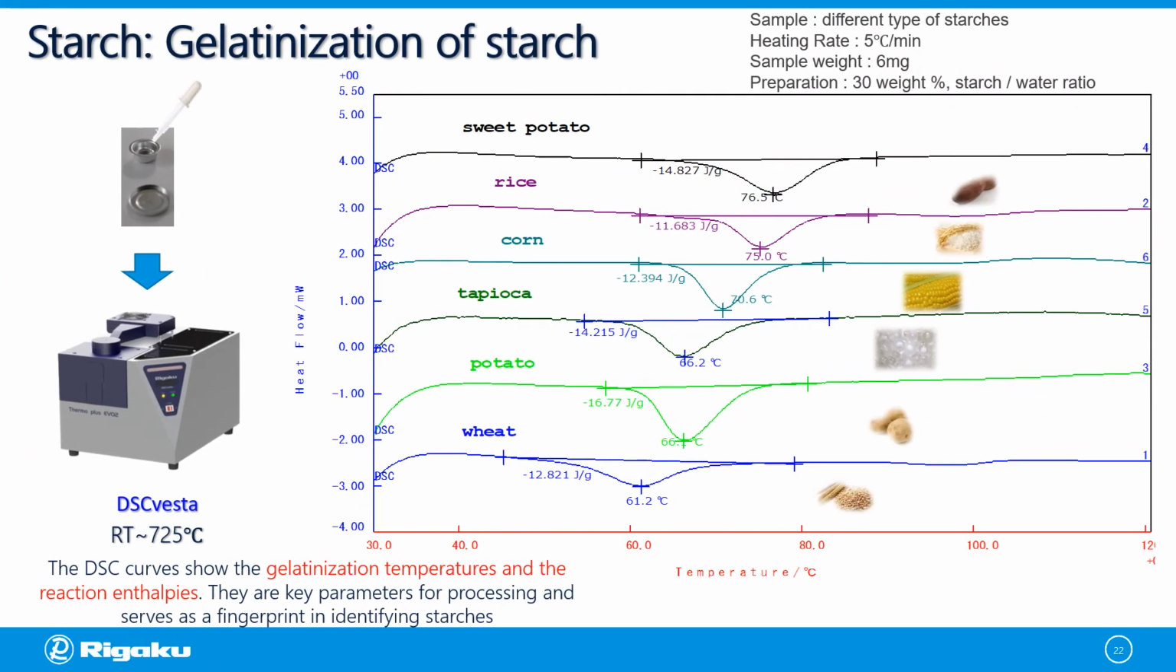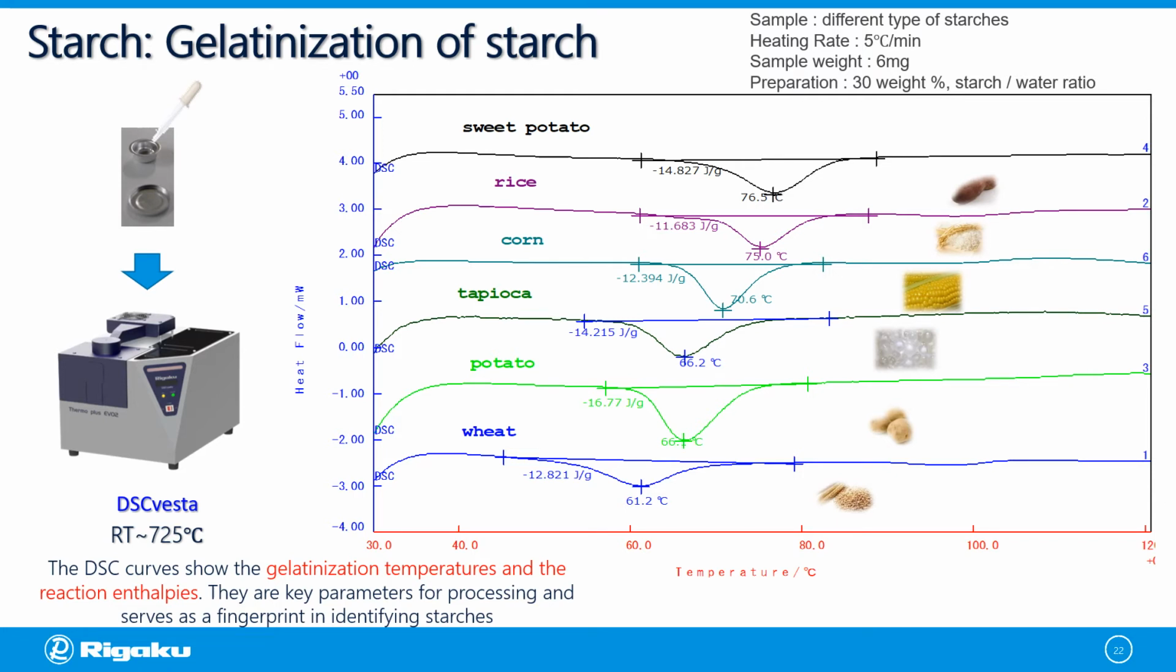We compare the gelatinization behavior of different starches, namely sweet potato, rice, corn, tapioca, potato, and wheat. The gelatinization temperature differs depending on the botanical origin of the starch, and it serves as a fingerprint in identifying starches.